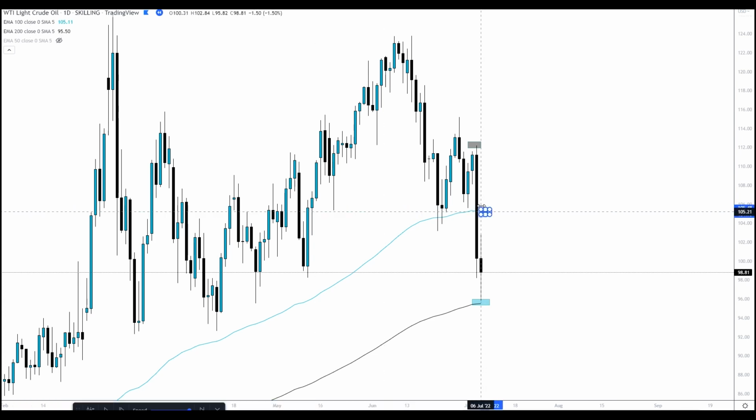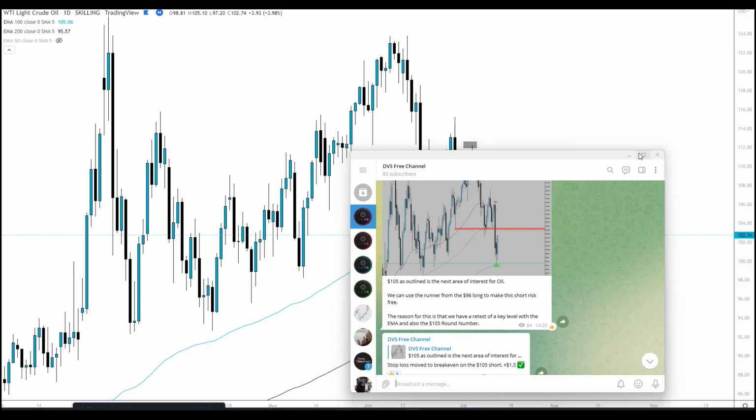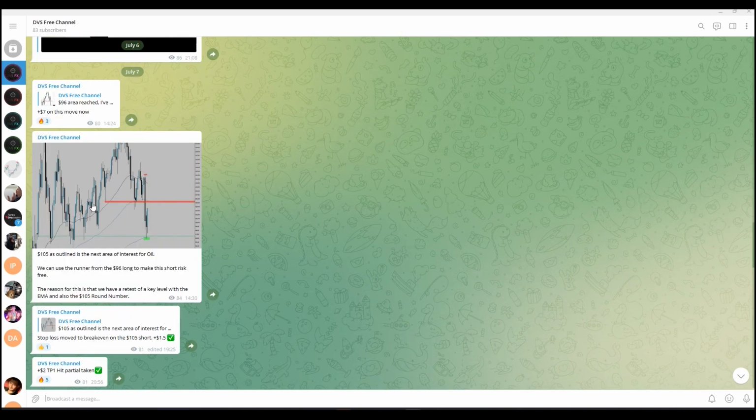And if we look, that was here. And let's see what happened. You can see price came up, sniped our area of interest, and then following that, obviously, this trade did win. And if you look, if I pull this over, you can see this was it closed. 105, as outlined, is the next area of interest. We can use the runner from the 96 long to make this risk-free.